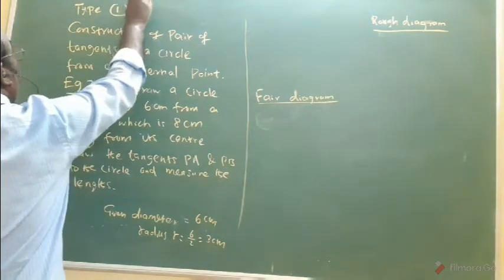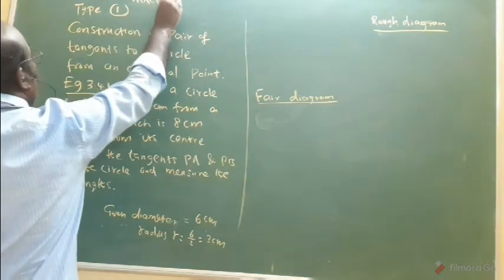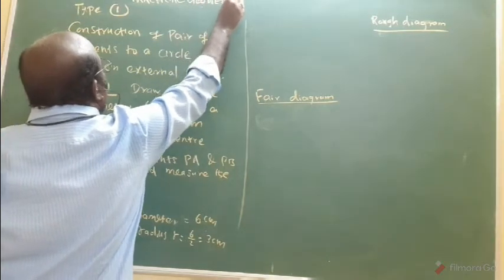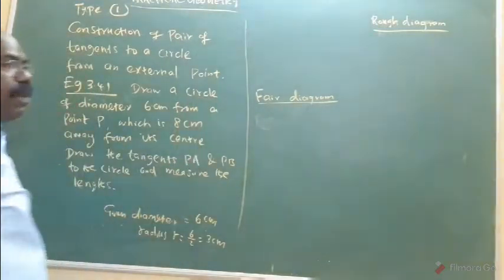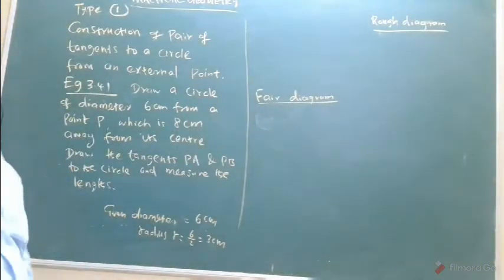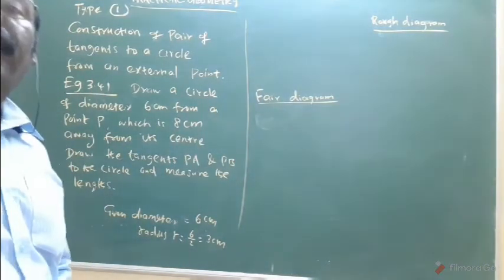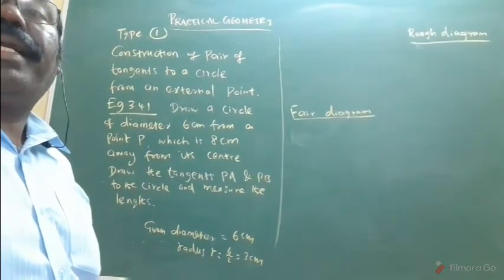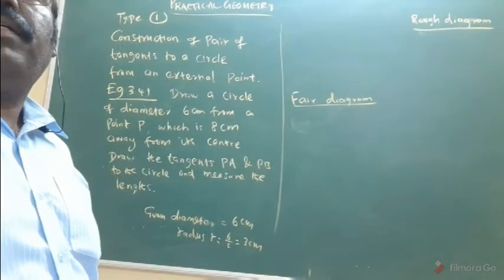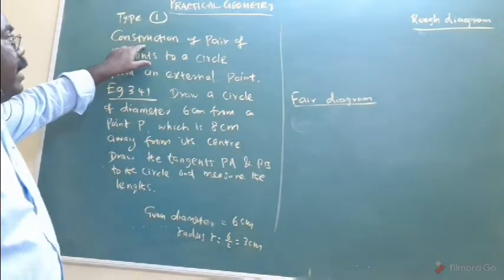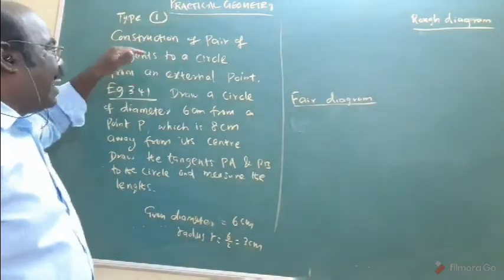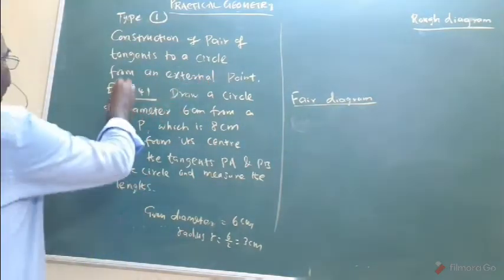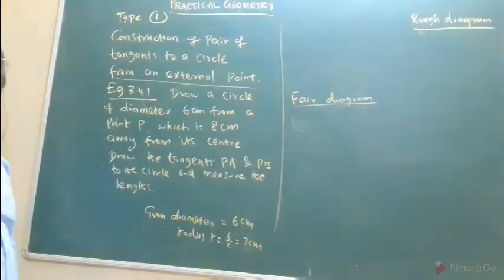This is called practical geometry. You write practical geometry in a separate notebook in 9th standard. Okay? Put the heading: Practical Geometry, Type 1: Construction of a pair of tangents to a circle from an external point. This is a heading. Am I right?